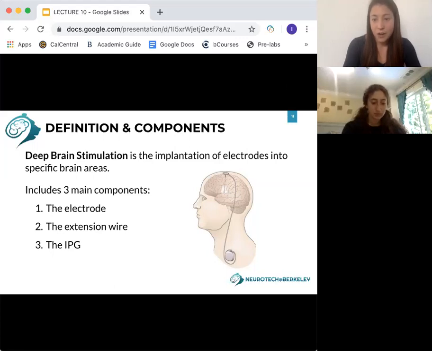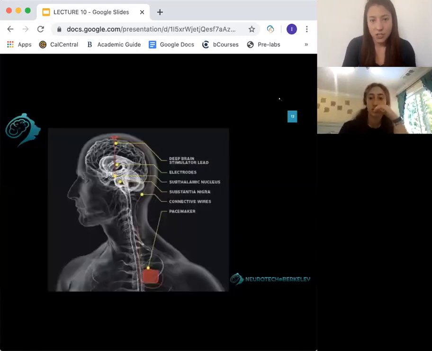The extension wire is also insulated, and it's passed under the skin of the head, neck, and shoulder, connecting the electrode to the internal pulse generator. That's the IPG. The IPG is the third piece of the system, and it's usually implanted under the skin in the upper chest. This image just gives you a better overview of where all of these things are implanted. One of the diseases that deep brain stimulation is used in the medical field to treat is Parkinson's disease.